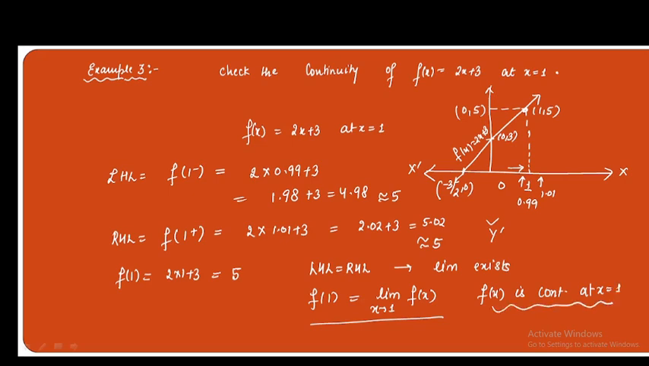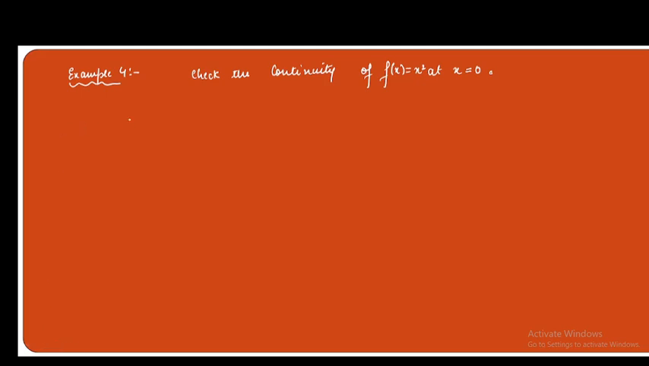Also you can see from the graph, when you are drawing the graph, you don't need to raise the pencil in order to draw the graph. There is no breaking point in the function. You can just draw it in a continuous stroke. Okay, so let's do the next one. You have f(x) equal to x square, and you have to check its continuity at x equal to 0.